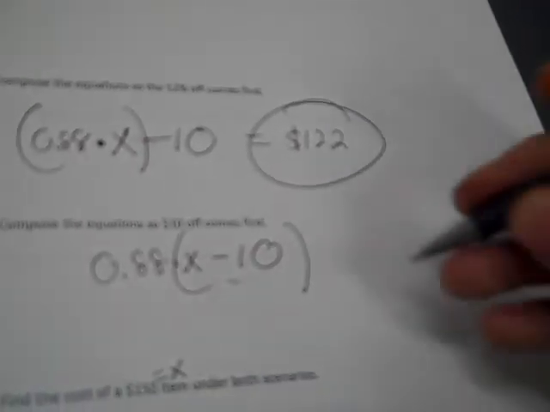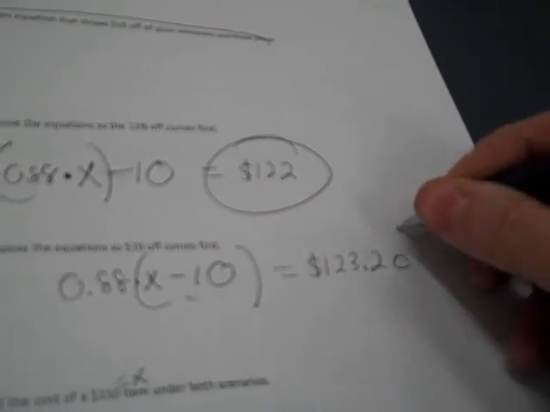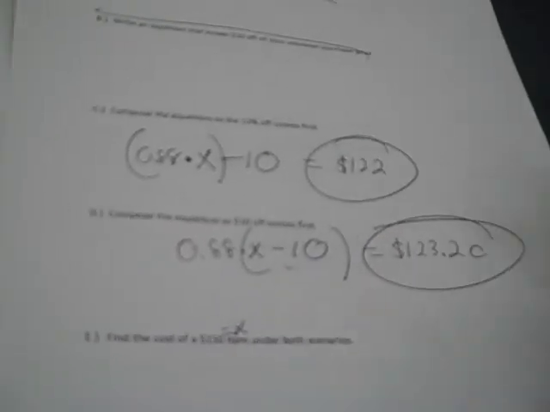Now here I take my 0.88 multiplied by the parentheses 150 minus 10. Now it will minus first before it times. $123.20. They always end up just a little bit different. That's all you do. I only need to see work on part C and D. Part E you use, but you just put it in for X.